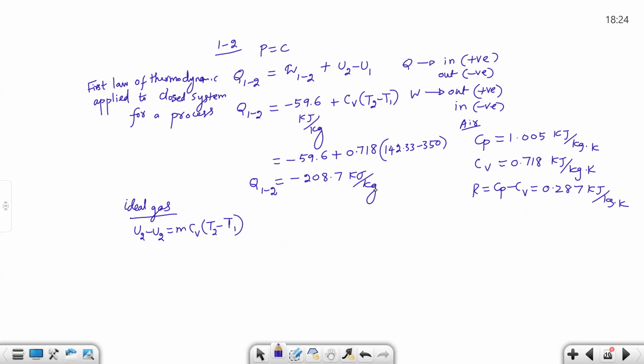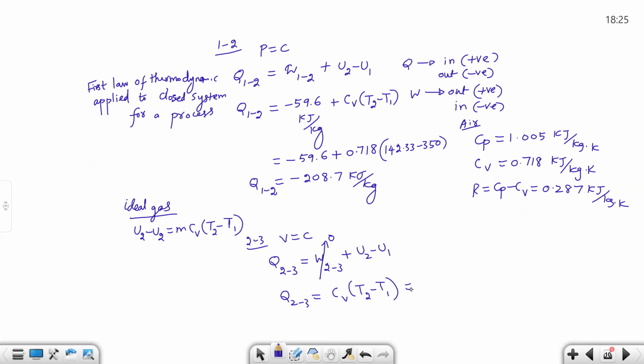Now for process 2 to 3, it is a constant volume process. Same, but for process 2 to 3, internal energy change. So work transfer will be 0 for a constant volume process. So Q 2 3 will be equal to CV into the temperature difference.